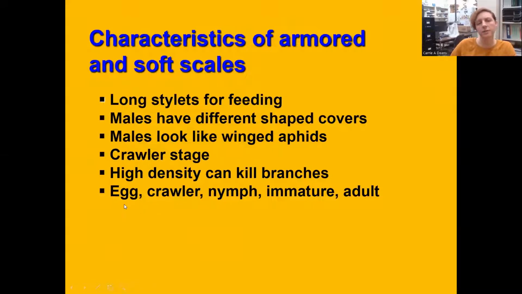I should mention that their type of reproduction can vary. Most of the scale species that are pests tend to reproduce sexually. However, there are some species that are parthenogenic, meaning the females give live birth to essentially clones of themselves. And so this is an adaptation that can cause populations to grow very quickly under the right conditions.